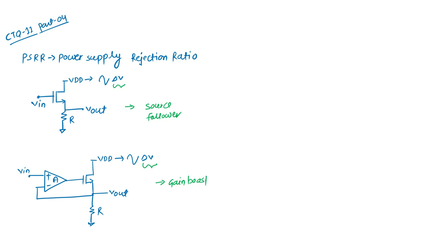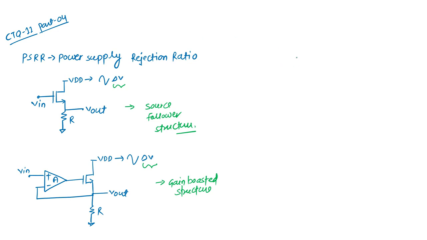The gain boosted means an amplifier is used here. Okay, this is the common source follower structure. We have to see which one is better in terms of supply noise rejection or supply perturbation rejection.